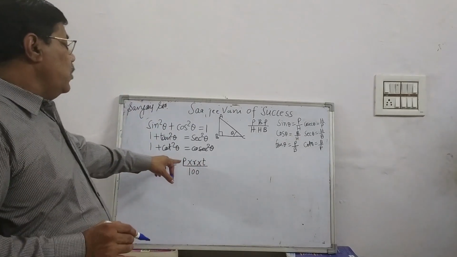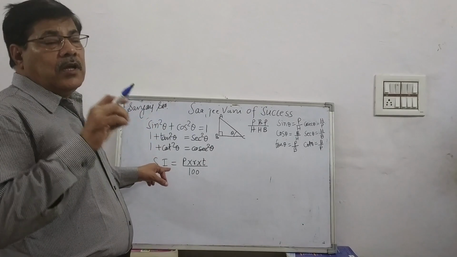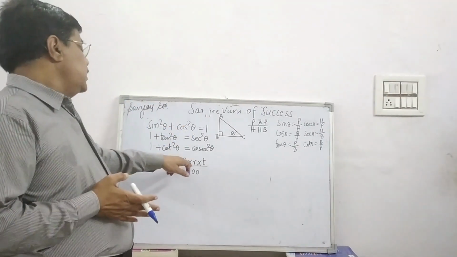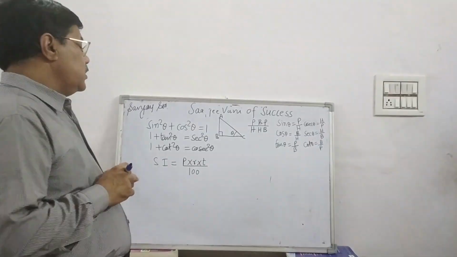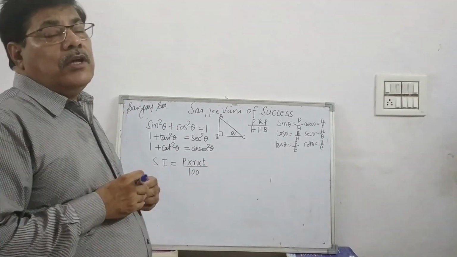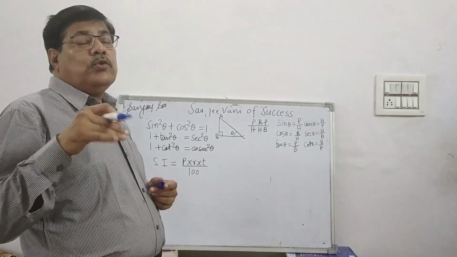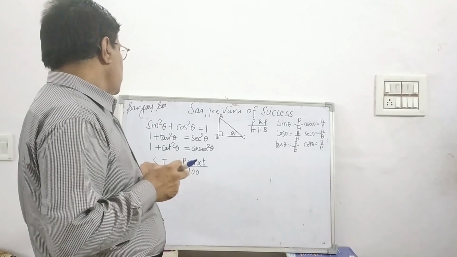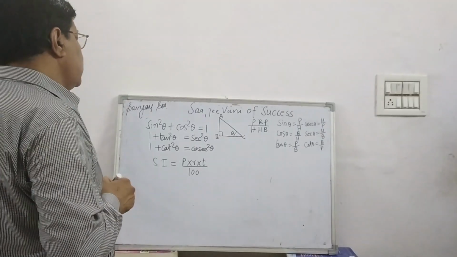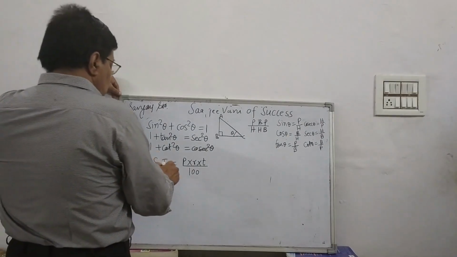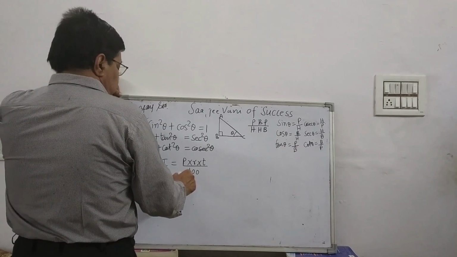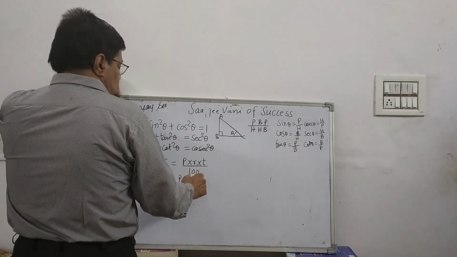P is the principal value, the amount which you will give to anyone or which you will deposit in the bank. R is the rate of interest per annum. T is the time, means for how many years you have given that money to that particular person or you deposited in the bank. So this is your simple interest. Okay. Next is compound. For compound, how will you find out amount? Amount will be P plus SI.